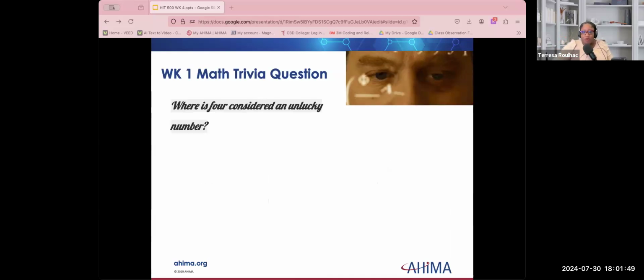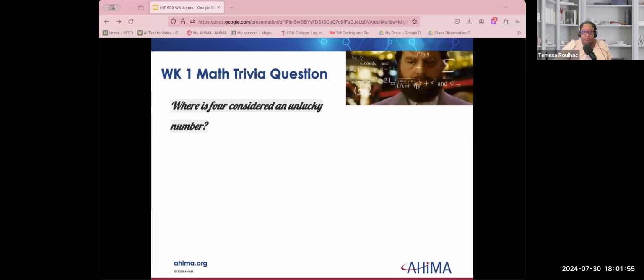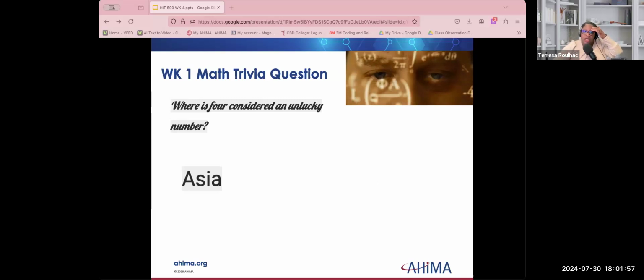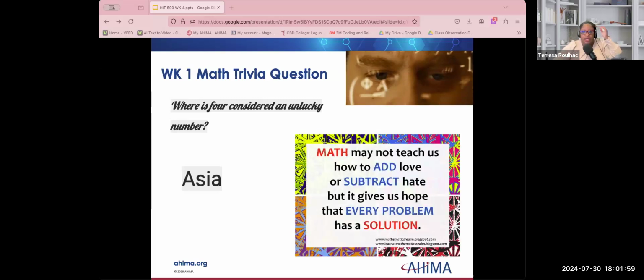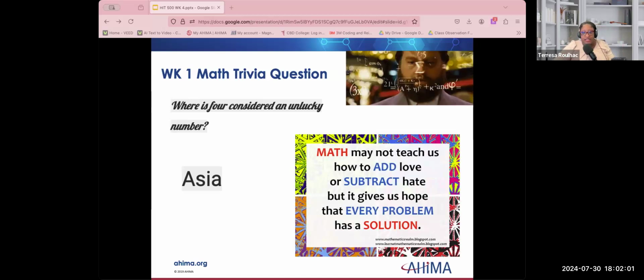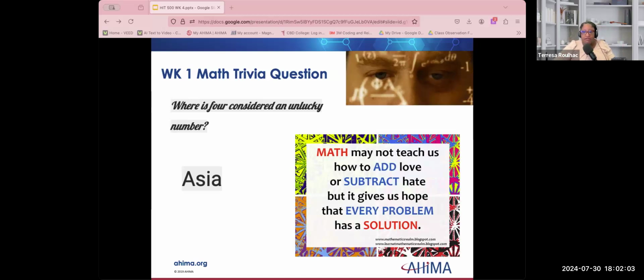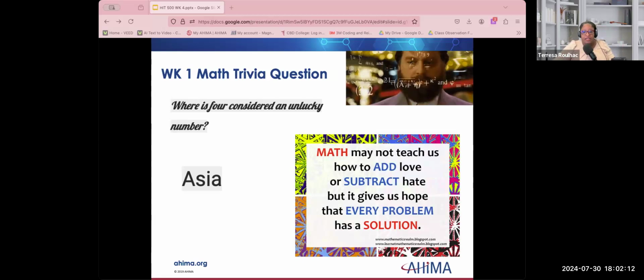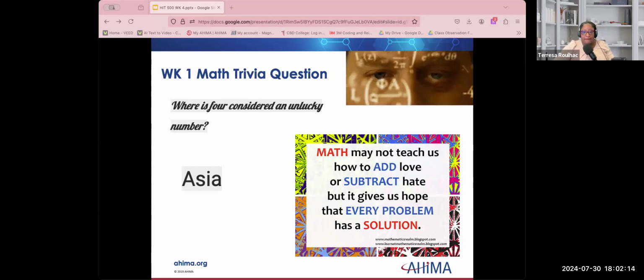Math trivia. Where is 4 considered an unlucky number? It is Asia. And I really like this one. Math may not teach us how to add love or subtract hate, but it gives us hope that every problem has a solution. And yeah, I really like that.